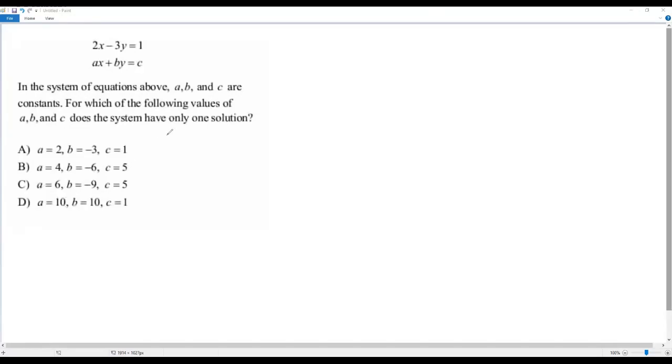Here we have a SAT math problem. Okay, let's go to the question. In the system of equations above, a, b, and c are constants. For which of the following values of a, b, and c does the system have only one solution?